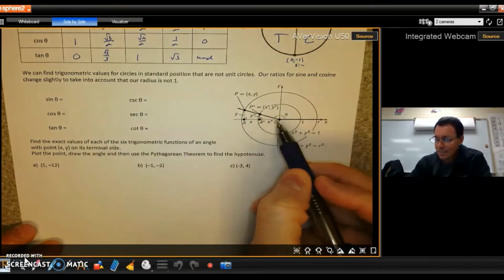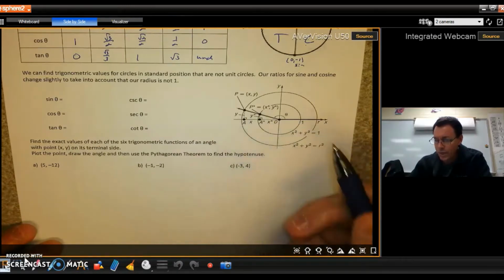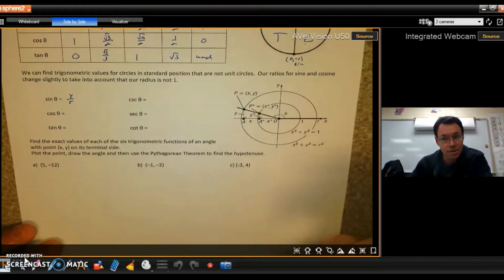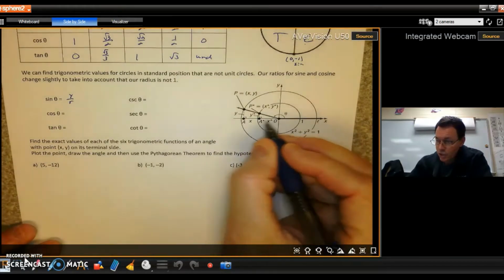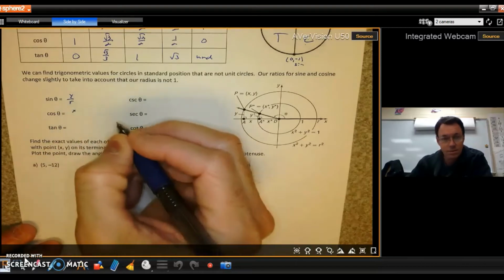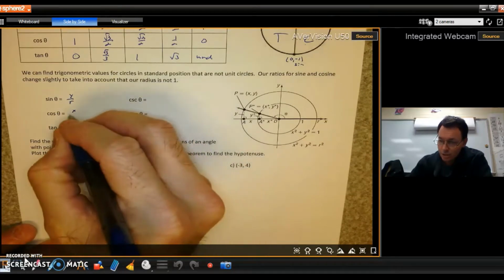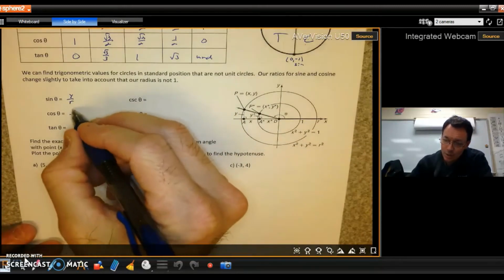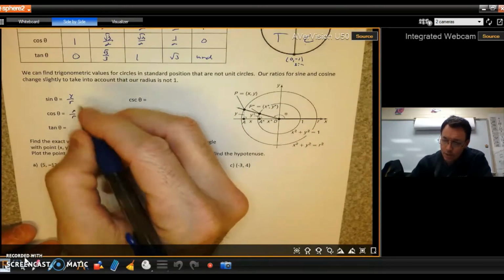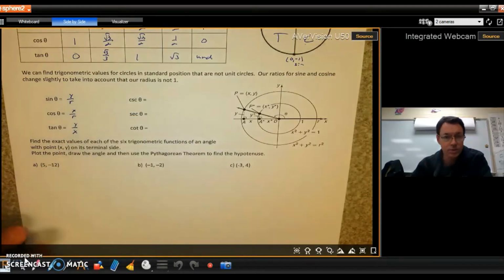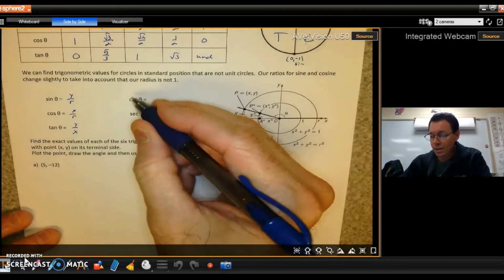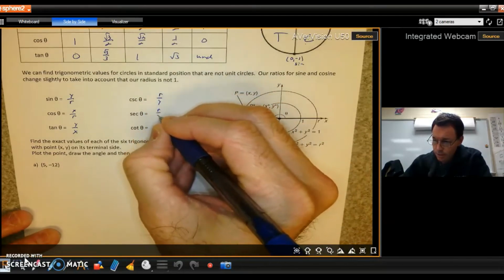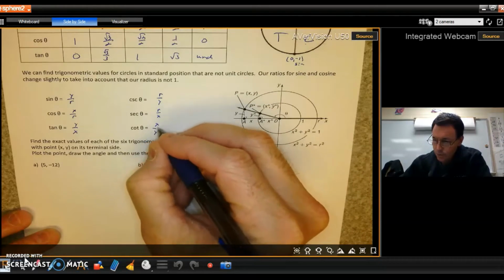Like the sine is still going to be the opposite over the hypotenuse, but it's going to be the y value over whatever the radius is. The cosine would be the adjacent, which is the x value, divided by the radius. The tangent, now these two r's are still going to cancel each other out, so you're just going to get a normal y over x, which is what we're used to. And then these three would be those three flipped: r over y, r over x, and x over y.